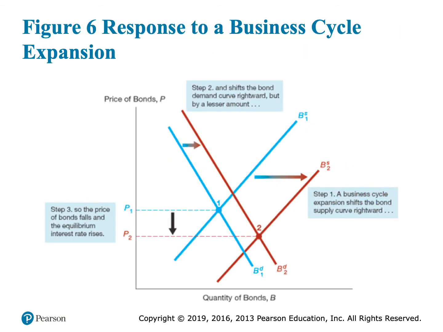The response to a business cycle. Again, we're going to start at point 1 with the blue curves, and we're going to say that the equilibrium, of course, is P1. There's an associated interest rate with P1, and now we're going to get a shock to the market. We're going to try to see if we can use these market dynamics, the invisible hand, to analyze or predict what a change in the nominal interest rate would be.